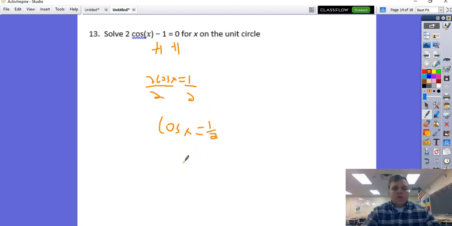So now I'm going to grab my trig chart. I'm just going to see where cosine x equals 1/2. So I'm looking at the column cosine. I see that it's 1/2 at pi over 3 and at 5 pi over 3. And so I can use both those answers. There's nothing restricting using both of those answers. So x is equal to pi over 3 and it's equal to 5 pi over 3.